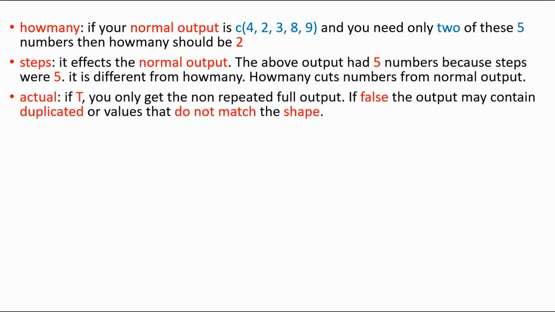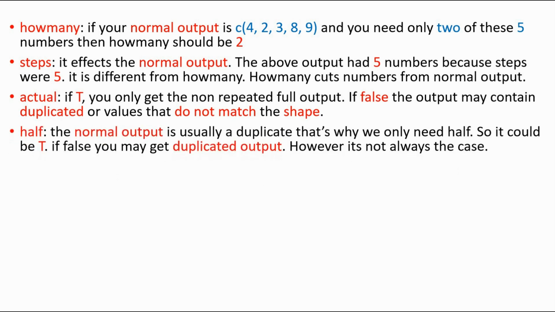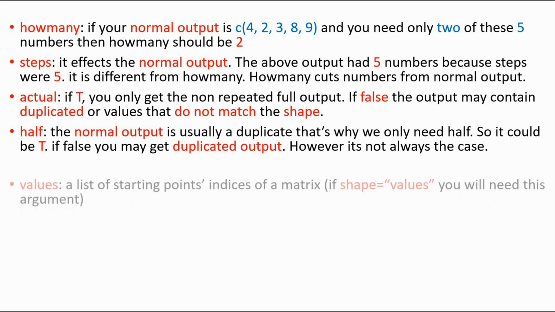Actual. If it is true, you only get the non-repeated full output. If false, the output may contain duplicated values or values that do not match the shape. Half. The normal output is usually a duplicate. That's why we only need half. So it should be true. If false, you may get duplicated output. However, it's not always the case.